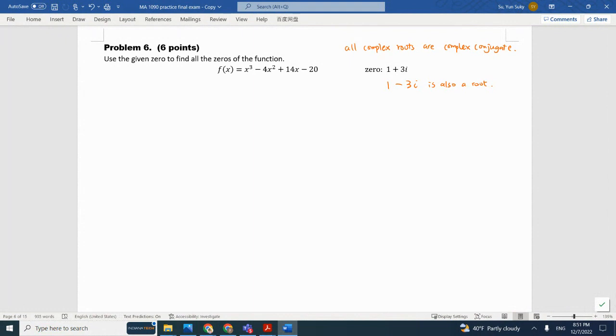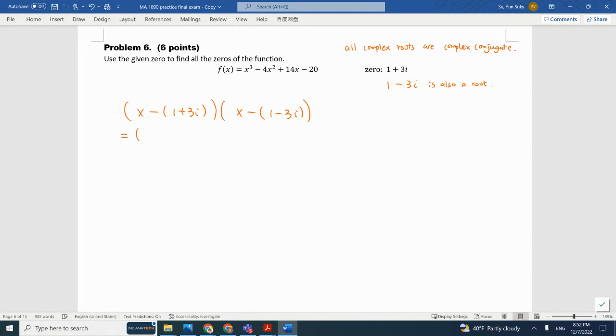So therefore, we know that 1 plus 3i is a root, 1 minus 3i is a root, okay? Then we have the factor x minus the root 1 plus 3i. Okay, this is a factor of the polynomial. And then the other root 1 minus 3i. So this is another factor of the polynomial.